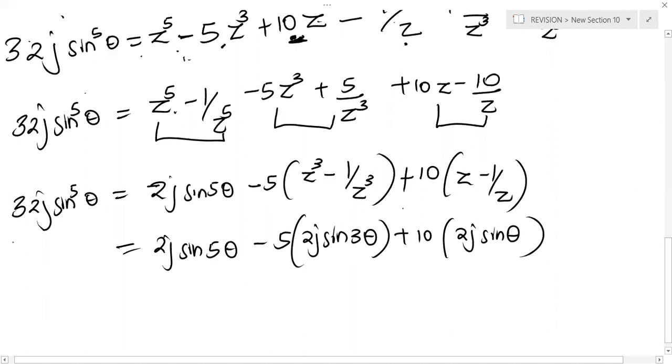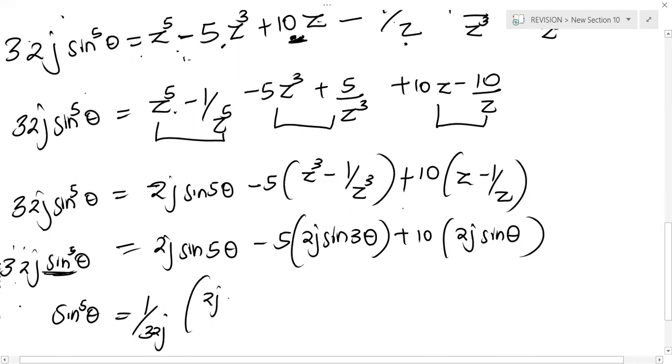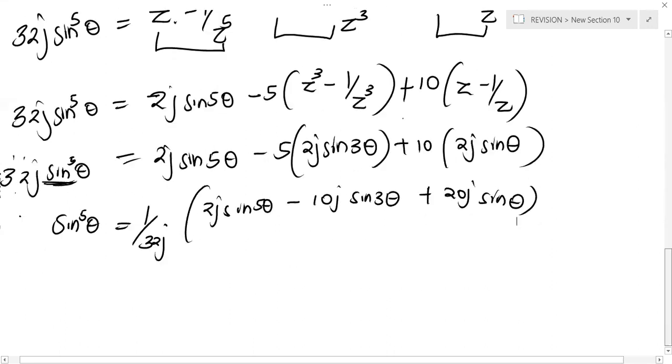Guys, remember what we wanted was sine raised to power 5 theta. So on this side, we have 32j sine raised to power 5 theta. So make sine to power 5 theta the subject of the formula. We'll have sine to power 5 theta is equal to, divide by 32j on both sides, so I'll have 1 over 32j into 2j sine 5 theta minus 10j sine 3 theta plus 20j sine theta. Then open the brackets.